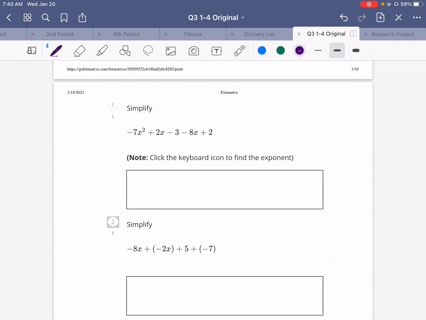All right, everybody. I'm gonna make a little video for this test in case you missed class, or just want another little resource here. So we'll start with this first question.